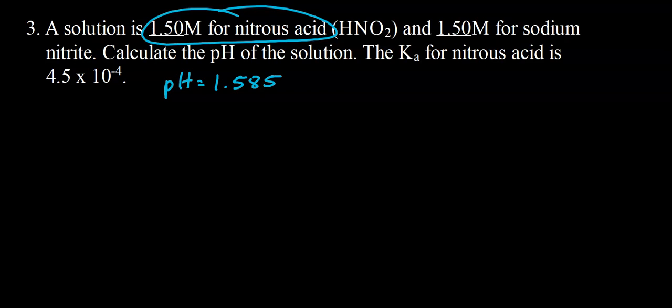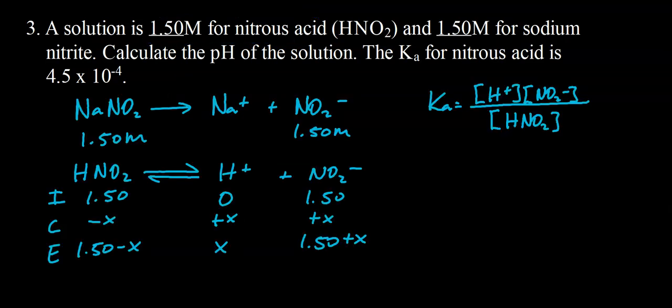Go ahead and pause the video, set this up, and see what you get, and see if your answer agrees with your prediction. All right, so here's our setup. Same as before, we start off with a balanced dissociation equation for our salt, sodium nitrite. The key thing here is we're trying to determine the concentration of the nitrite ions in solution. Once again, we have a 1-to-1 ratio of nitrite to sodium nitrite, so 1.5 molar for nitrite. That is the initial concentration. So set up our ICE table.